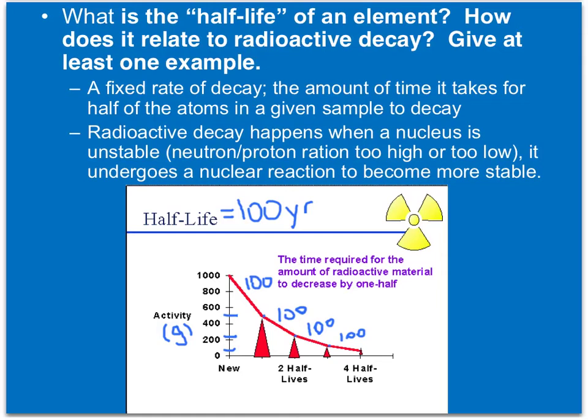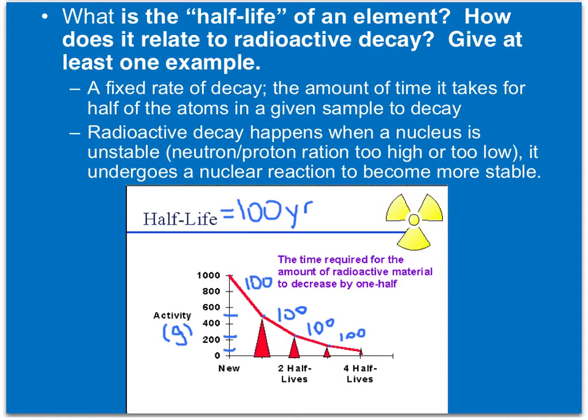So each element has a fixed rate of decay. So the amount of time it takes for half of the atoms that are radioactive to decay and not be radioactive. Radioactive decay happens when the nucleus is unstable and it's trying to undergo this reaction to become more stable. So like the previous slide, it's releasing the alpha, beta, and gamma rays. It's releasing energy and particles to become stable.